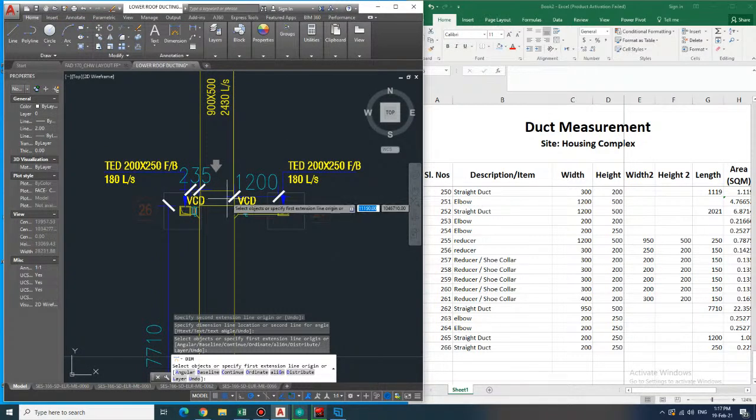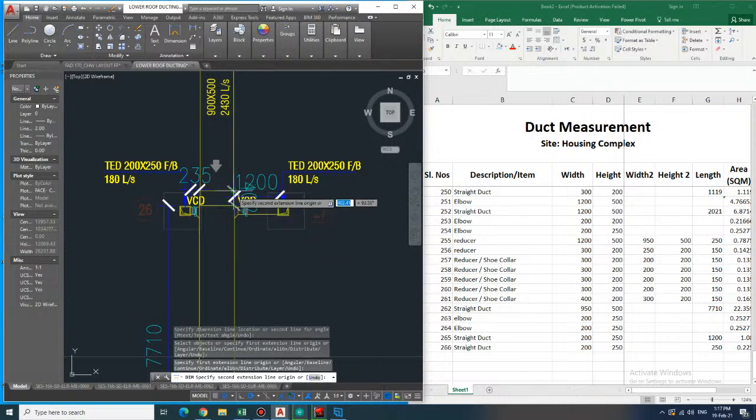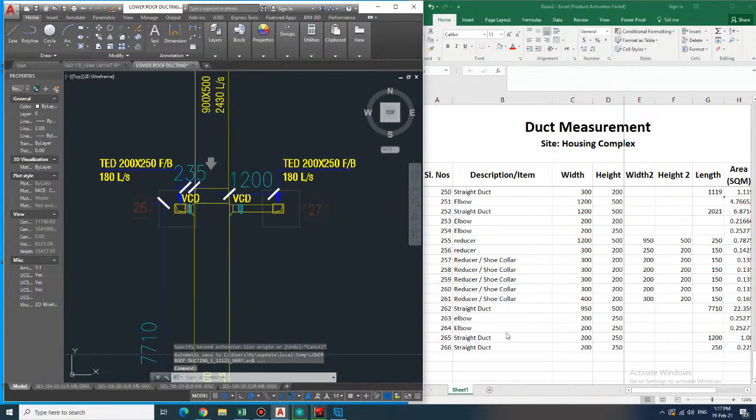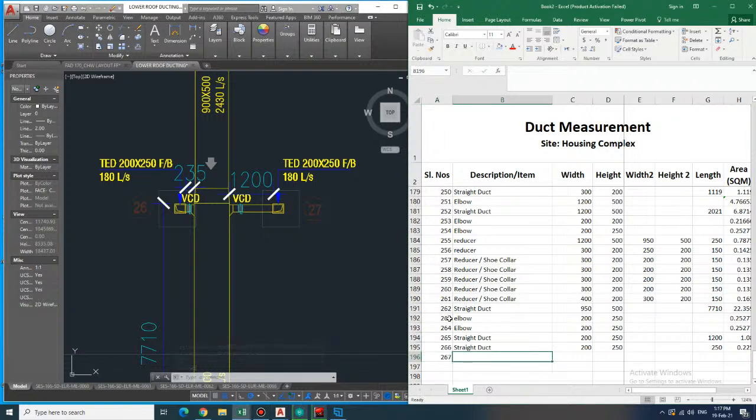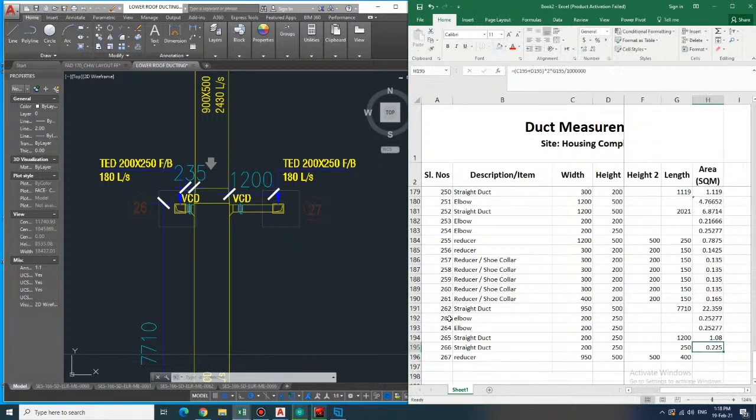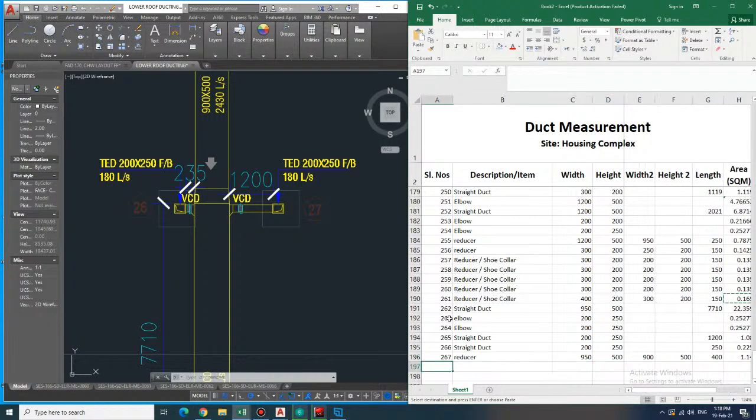We are going to this reducer. This reducer is not added yet. So we will go here. 400, whatever. 267 reducer. So 950 by 500 to 900 by 500, length 400. Put the reducer equation. 1.1 square meter will come. 267, 268.